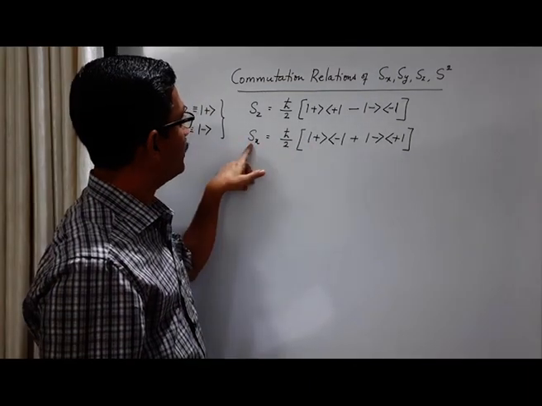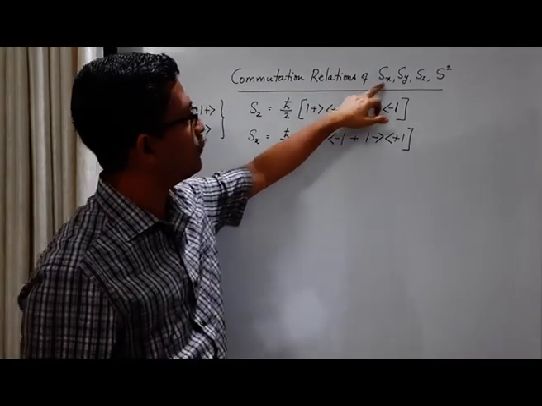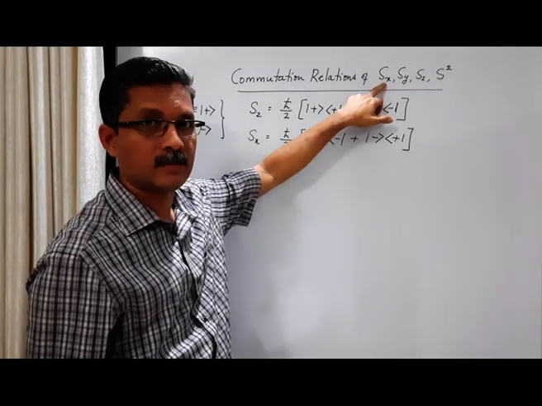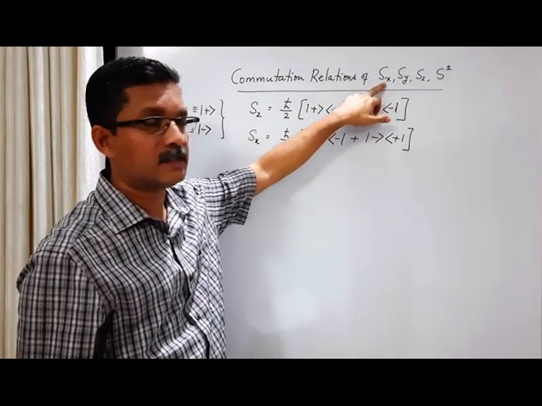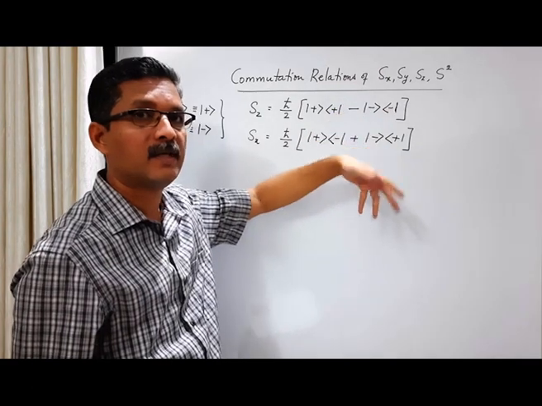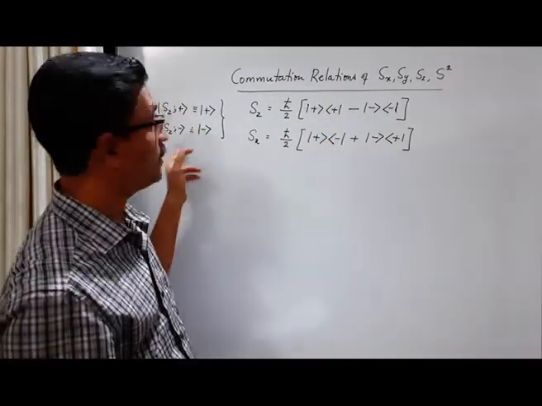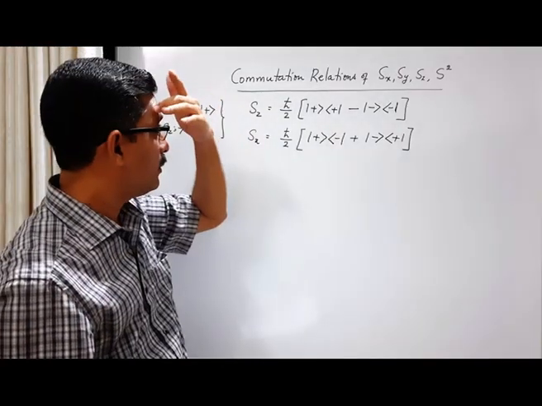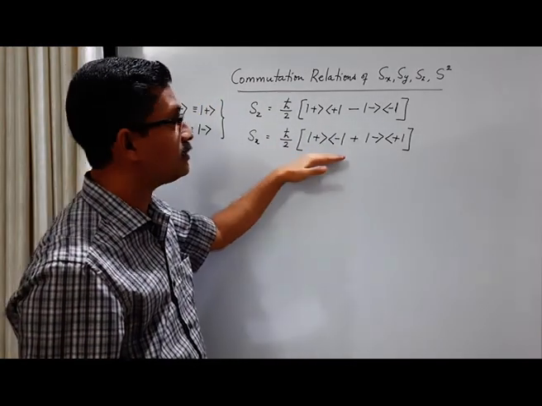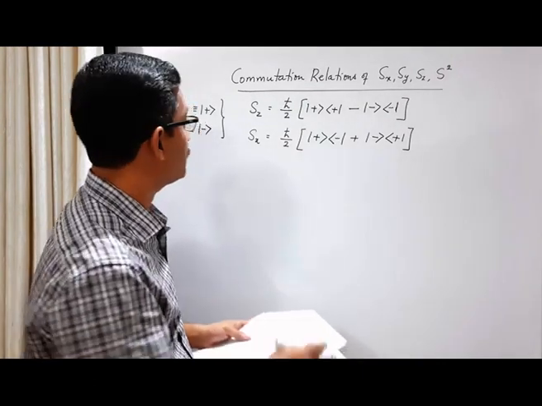As I told you, the Sx operator we express in terms of Sx plus and Sx minus, the eigenkets of the Sx operator, and these Sx plus and Sx minus can be re-expressed in terms of ket plus and ket minus, which are the eigenkets of the Sz operator. This way. In order to get these results, you can refer to the previous class.